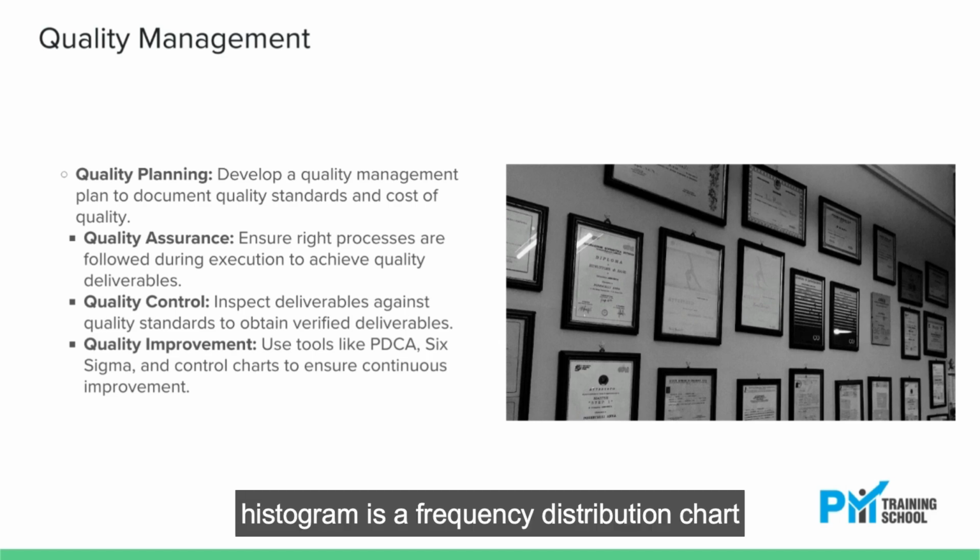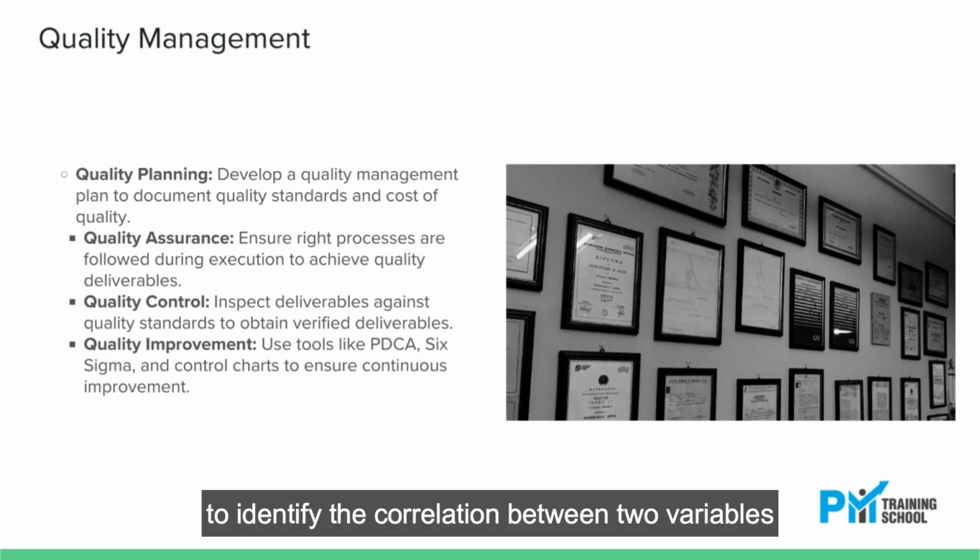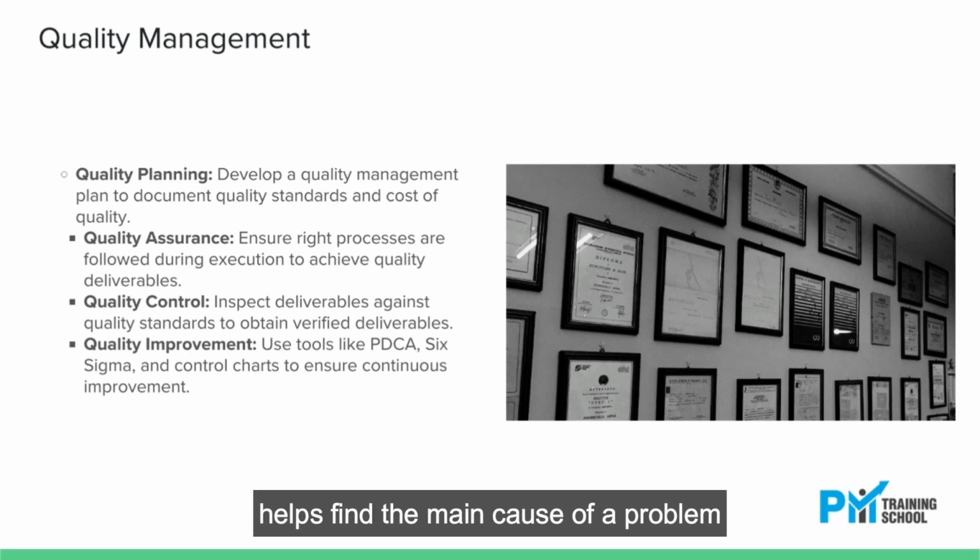Histogram is a frequency distribution chart. Scatter diagram is used to identify the correlation between two variables. Fishbone diagram, also known as Ishikawa or root cause analysis, or cause and effect diagram, helps find the main cause of a problem, revealing why it's happening.